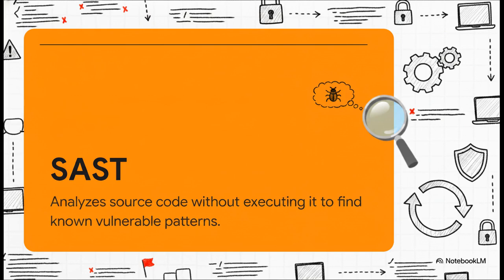SAST is phenomenal because it analyzes your source code without even needing to execute it. It's literally spotting dangerous patterns that match known vulnerabilities while your developers are typing. So, alongside your peer code reviews, SAST ensures that basic hygiene, like output encoding and input validation on untrusted sources, is enforced way before the code ever leaves a developer's machine.